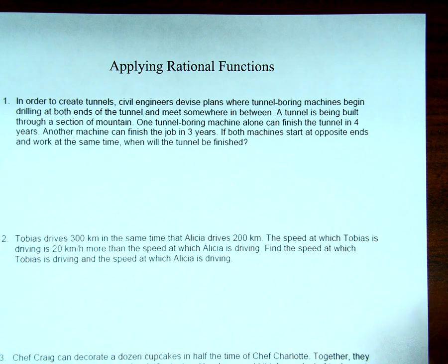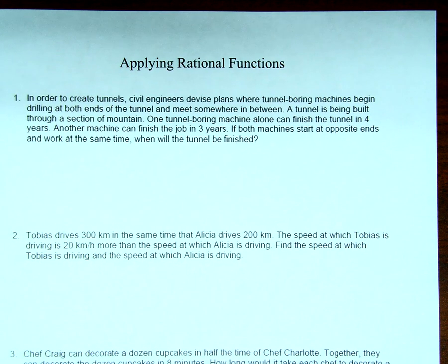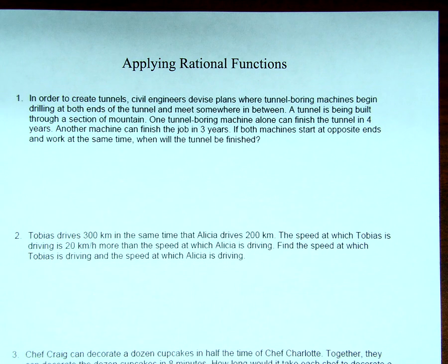In order to create tunnels, civil engineers devise plans where tunnel boring machines begin drilling at both ends of the tunnels and meet somewhere in the middle. A tunnel is being built through a section of mountain. One tunnel boring machine alone can finish the tunnel in 4 years. Another machine can finish the job in 3 years. If both machines start at opposite ends and work at the same time, when will the tunnel be finished?